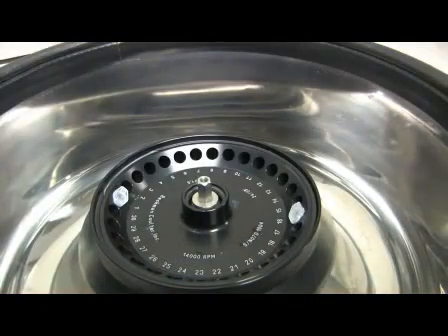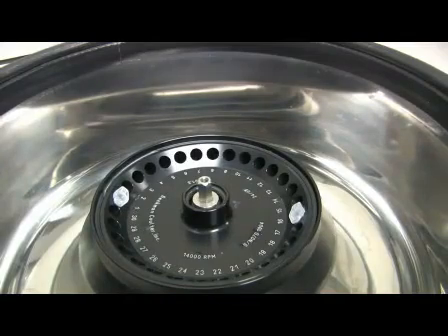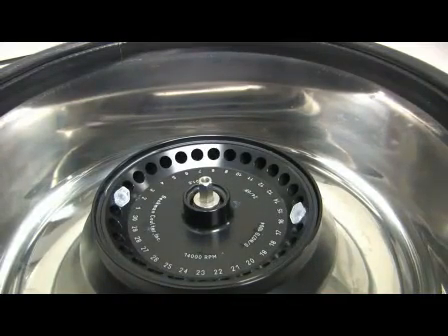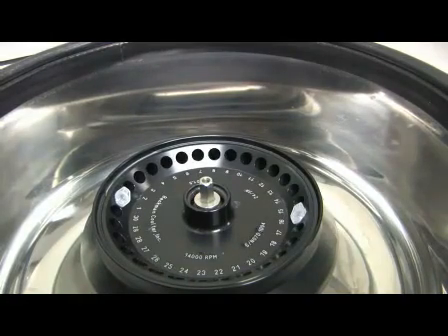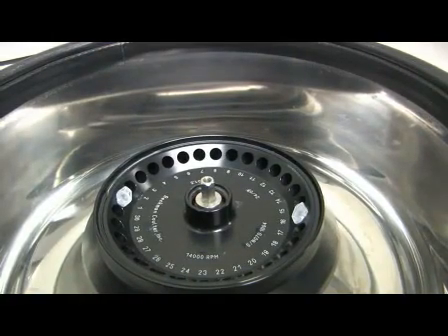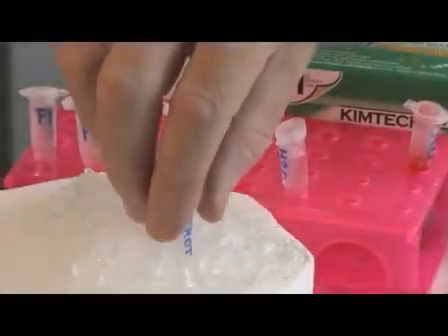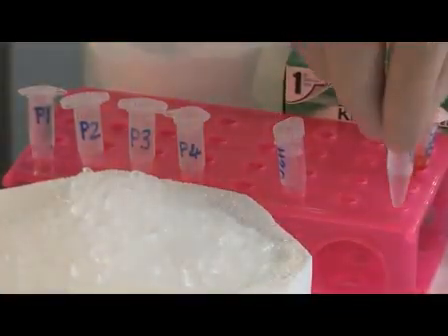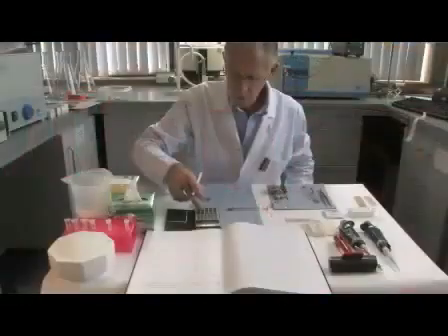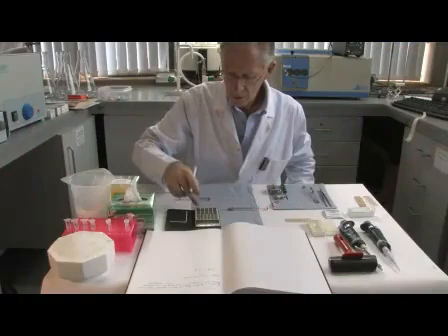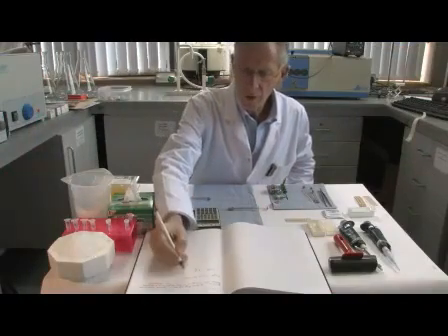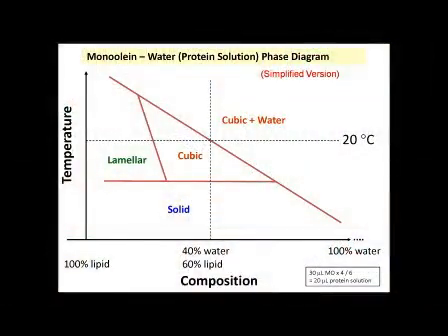The solution should be spun at 14,000 G for 5 to 10 minutes at 4 degrees Celsius to remove large aggregates before setting up crystallization trials. Take the protein solution from the ice bucket and equilibrate it at room temperature. Calculate the volume of protein solution to use to form the cubic phase at or close to full hydration. For monoalane at 20 degrees Celsius, full hydration with water occurs at close to 40% by weight water, as in the phase diagram.